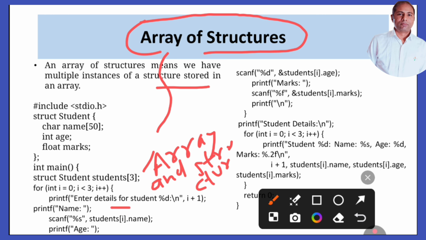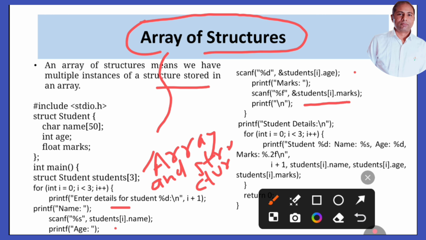Now we will be using scanf with %s, students[i].name inside the square bracket. If we want to ask the age, we will write %d, students[i].age. Thus we are using the array with the structure. Then we will write students[i].marks. Thus the user will enter the details of the three students here.